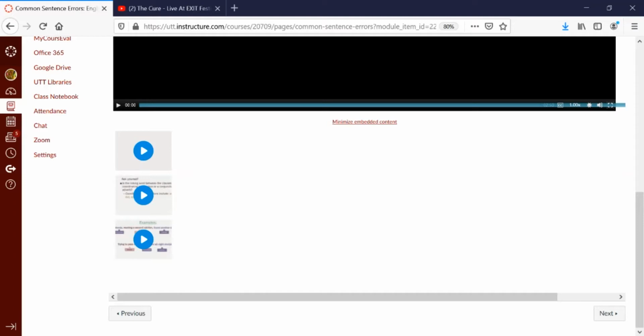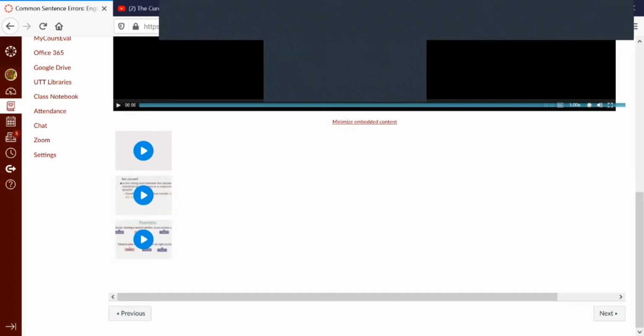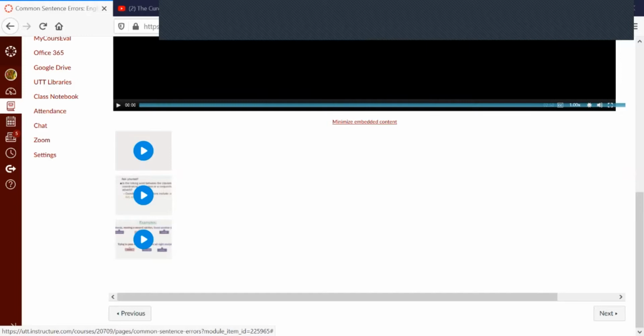So fragments. To recap, a fragment is an unfinished thought, an incomplete sentence. It's either missing a subject, but it's not an imperative sentence, or it's missing a verb because the form does not function as a verb in the sentence.